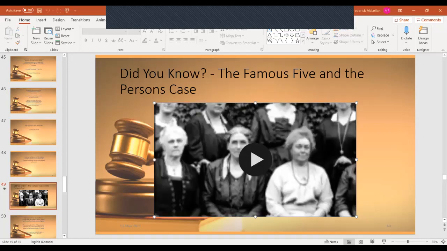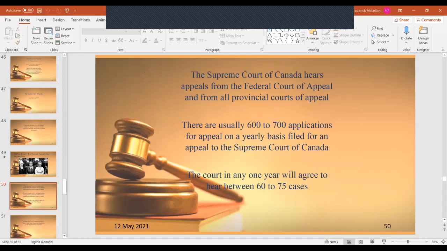Okay, so now I'm just going to give you a quick overview of the Supreme Court and what it deals with. The Supreme Court of Canada deals with appeals from the Federal Court of Appeal and from all provincial courts of appeal. So again, in Ontario, it hears appeals from the Ontario Court of Appeal. There are usually 600 to 700 applications filed every year. That's a pretty standard number. And in any one year, the court will hear 60 to 75 of them. So approximately 1 out of 10 appeals will actually be heard.